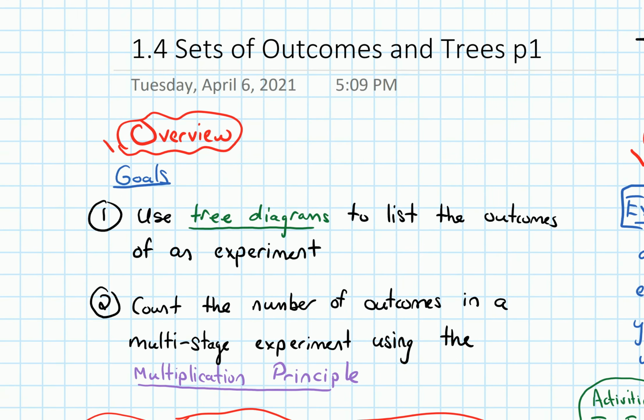So in terms of our goals for this section, we have now talked about how to use tree diagrams to list the outcomes of an experiment. What we're going to start to do in the next video is talk about how we can count the number of outcomes in a multi-stage experiment in some special cases really quickly using the multiplication principle.